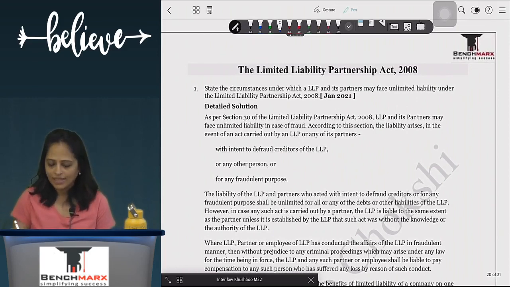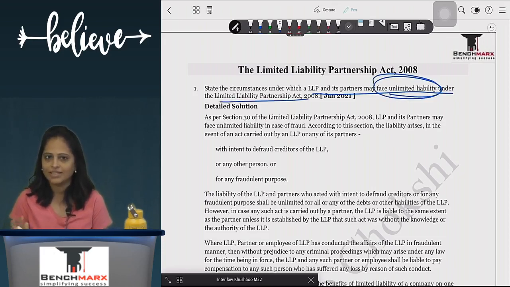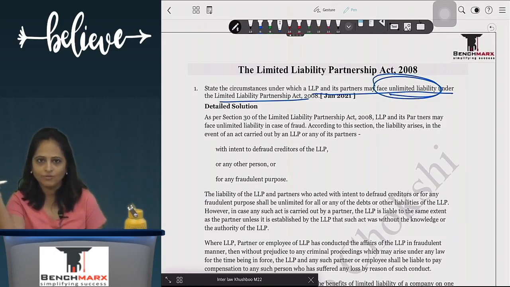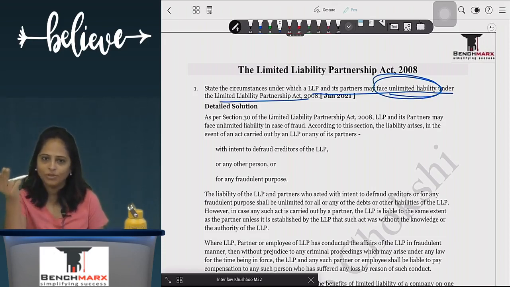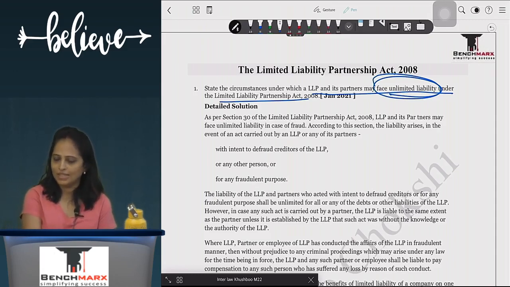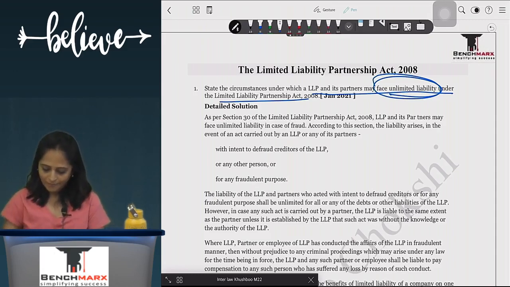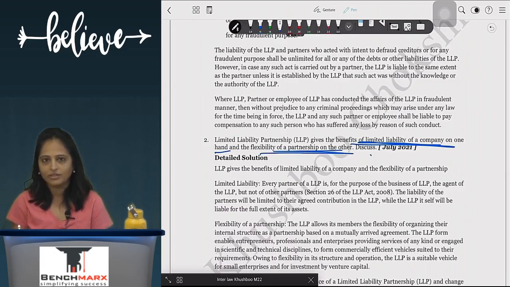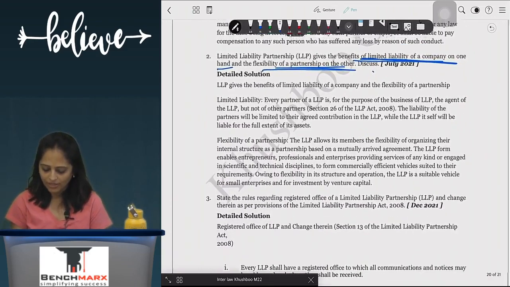State the circumstances under which LLP and its partners may face unlimited liability. Unlimited liability I said दो ही बार होता है, correct? What are the two scenarios? One is in case of fraud and second is if number of members fall below 2 and you continue to run business beyond 6 months, correct? Limited liability partnership gives benefit of limited liability of a company on one hand and flexibility of partnership on other. Discuss तो दोनों का benefit लिखेंगे.